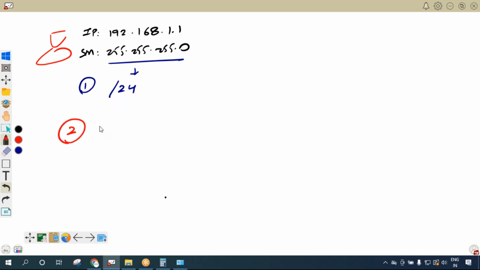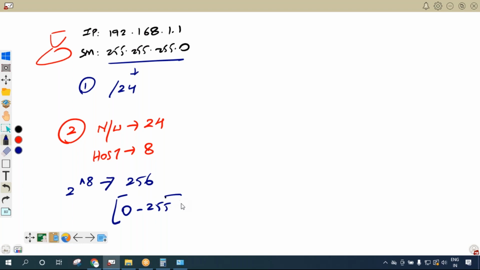And when you get /24, you get the network part, that is 24 bits on the network side. And how many bits on the host side? 8 bits on the host side. Then you have to do 2 raised to 8 and you will get 256 IPs. 256 meaning the first is 0, the last IP is 255.